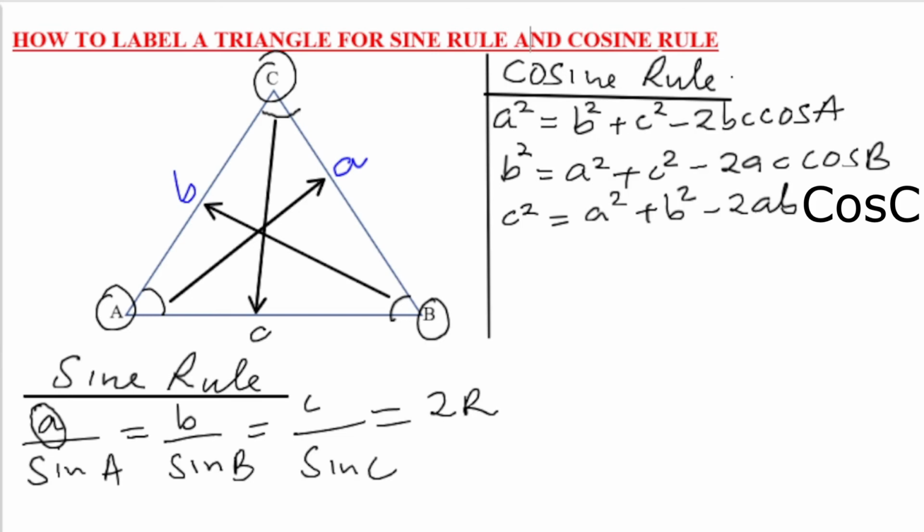Remember, those letters can be interchanged. You can have PQR, you can have XYZ, regardless. The key point is capital letters will be for the angles, small letters will be for the sides, and you will be labeling the opposite. The side is always opposite to where the angle is.